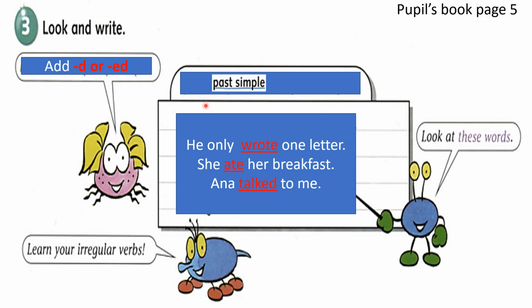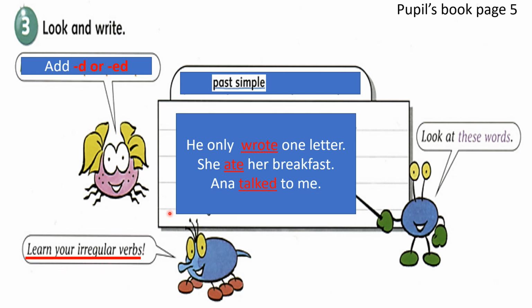Let's recall past simple. In forming sentences in its past simple tense, we are just going to add d or ed if it's a regular verb, and you need to learn your irregular verbs. It means you need to memorize them.